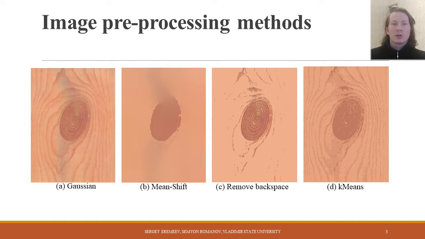We decided to investigate other image preprocessing methods and their impact on segmentation. We take 4 different preprocessing methods. They are Gaussian filter, mean shift, remove background, and k-means. More I want to focus on remove background, figure C. The processing consists of the preliminary indication of the cover range that will be replaced.